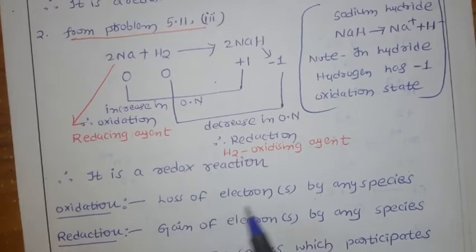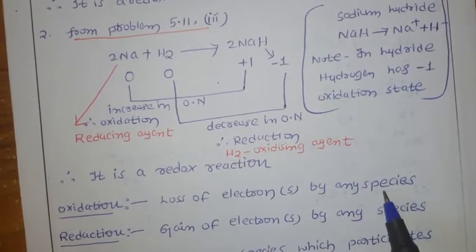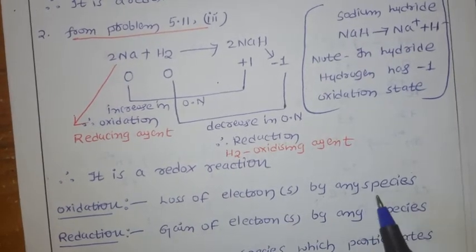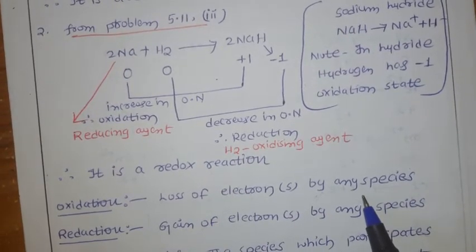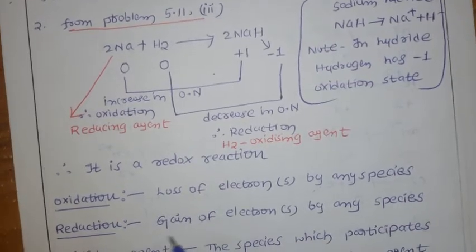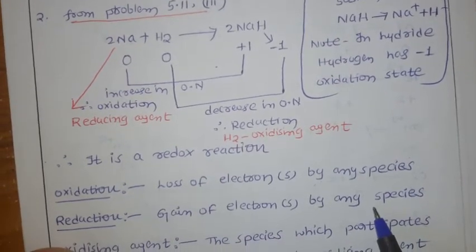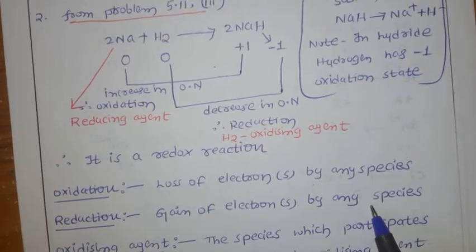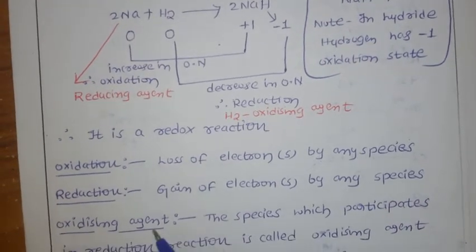Oxidation means what? Loss of electrons by any species. So if electrons are lost, that is called oxidation. Reduction means what? Gain of electrons by any species. Once the electrons are gained, that is called what? Reduction reaction.